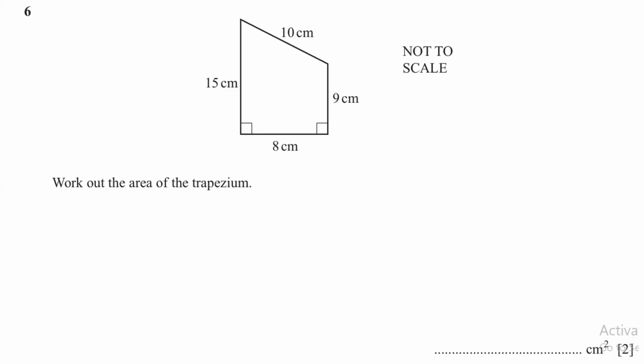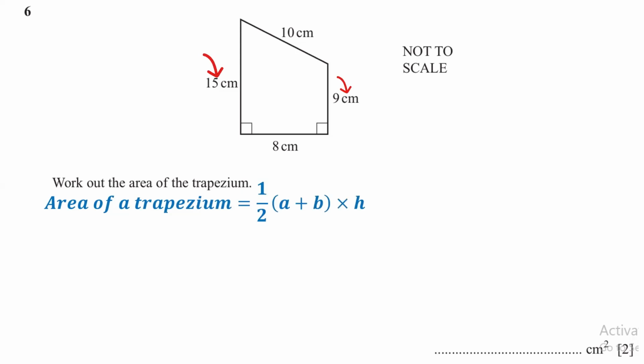Question 6. We are asked to calculate the area of this trapezium. The formula for the area of a trapezium is area equals half times the sum of the parallel sides times height. In this diagram, the two parallel sides are labeled A and B with values 15 centimeters and 9 centimeters respectively. The perpendicular height, which is the vertical distance between the parallel sides, is 8 centimeters. Remember, the perpendicular height is the one that meets the base at a right angle, or 90 degrees.